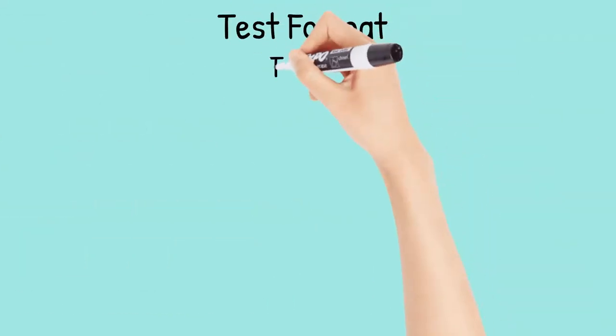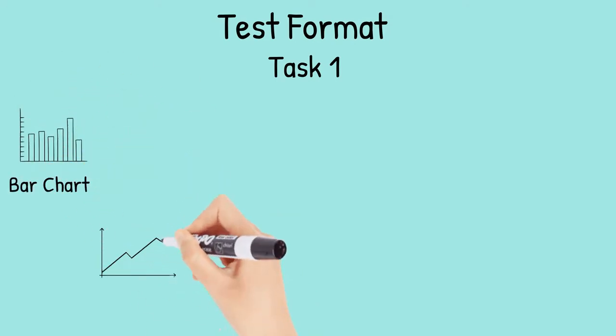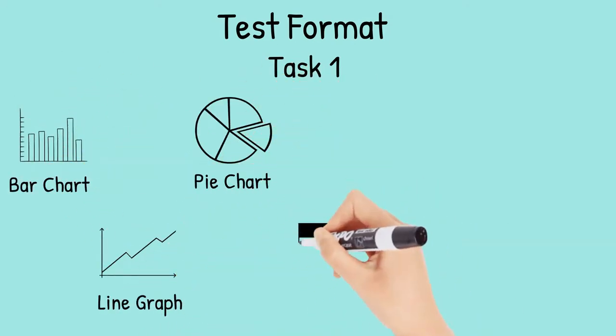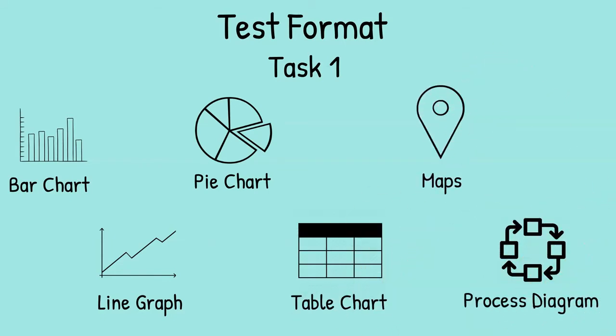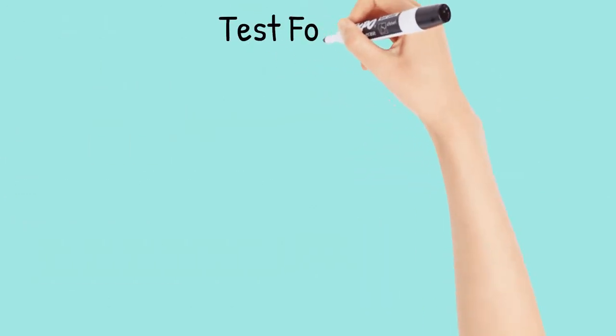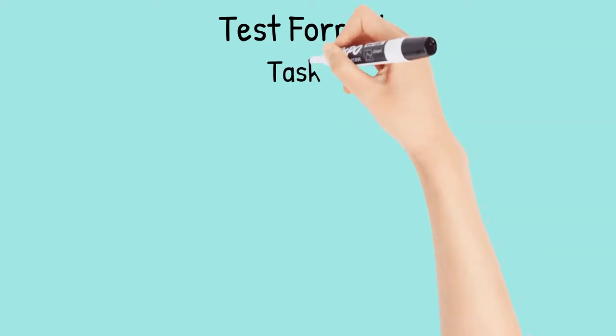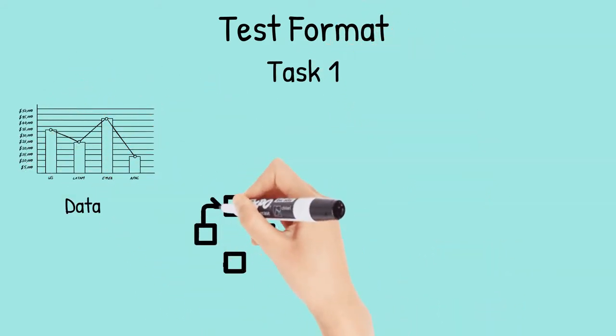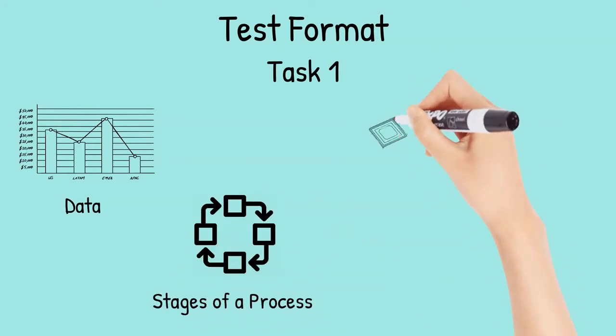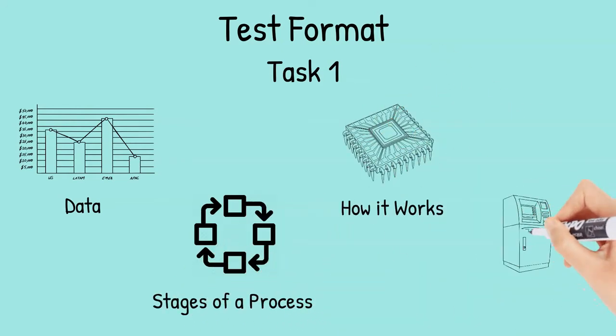Now let's have a look at the test format. For task 1, you are required to write a short essay based on information contained in one of the following: a bar chart, a line graph, pie chart, table chart, maps, process diagram, or multiple graphs, which is a combination of charts, graphs, and/or a table. You will have to describe, summarize, or explain the information in your own words. For example, you may be asked to describe and explain data, describe the stages of a process, describe how something works, or describe an object or event.